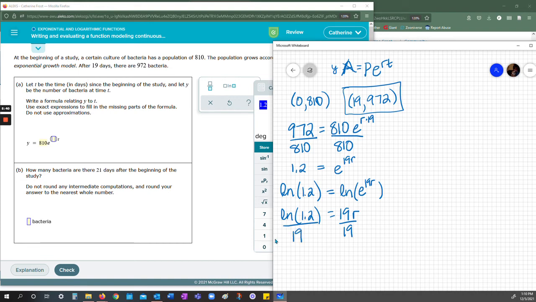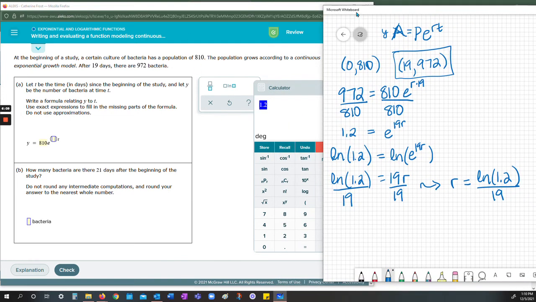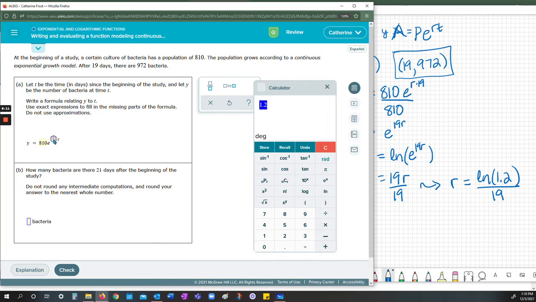And so you could put natural log of 1.2 over 19 into your calculator to get an approximation. I don't think it's going to work out to anything terribly nice. So remember, Alex, though, doesn't want an approximation. They want an exact form. So natural log of 1.2 over 19, we're going to see if we can just actually type that in to the R box.